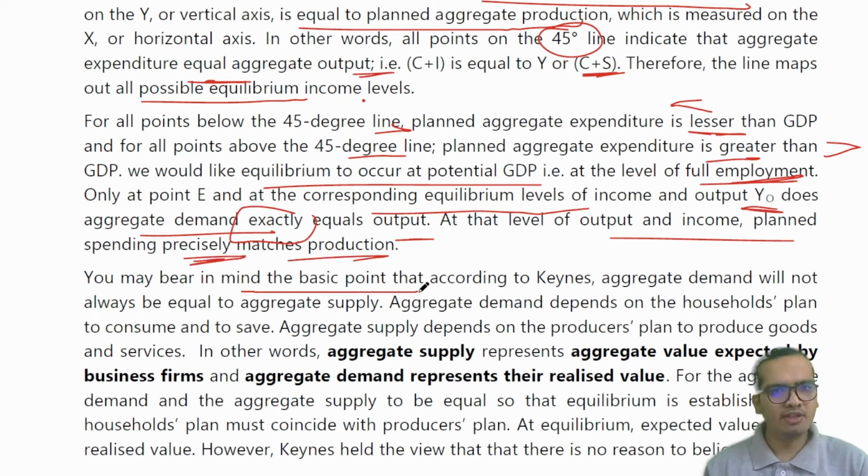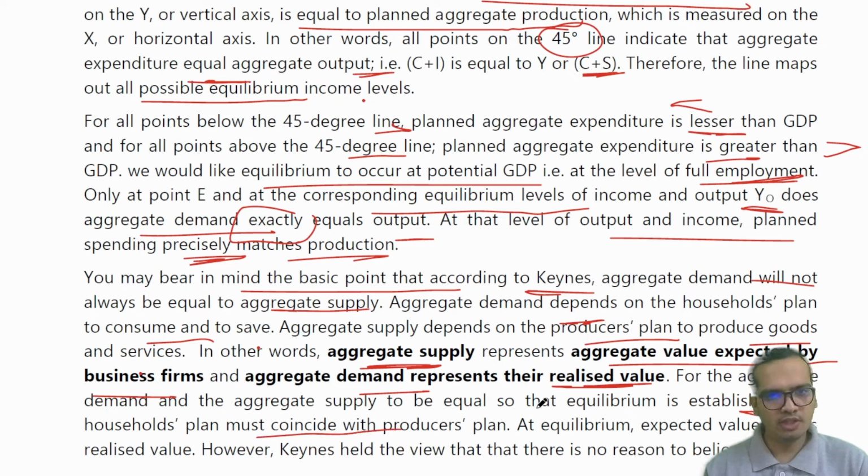You may bear in mind the basic point. According to Keynes, aggregate demand will not always be equal to aggregate supply. Aggregate demand depends on the household's plan to consume and save. So aggregate supply depends on the producer's plan to produce goods and services. In other words, aggregate supply represents aggregate value expected by business firms and aggregate demand represents their realized value. For aggregate demand and aggregate supply to be equal so that equilibrium is established, the household's plan must coincide with the producer's plan. At equilibrium, expected value equals realized value.